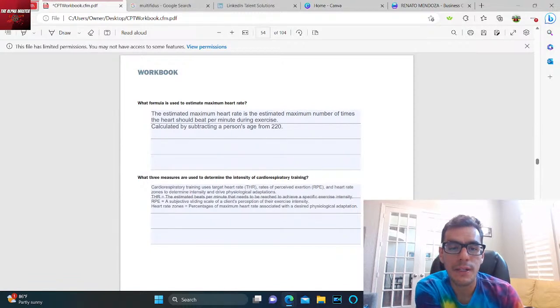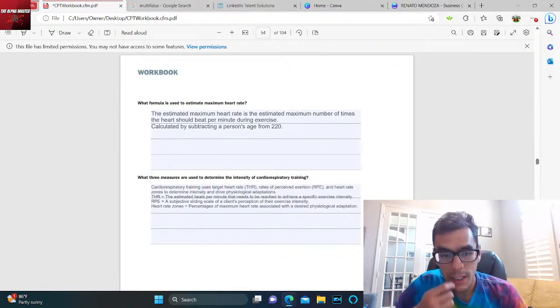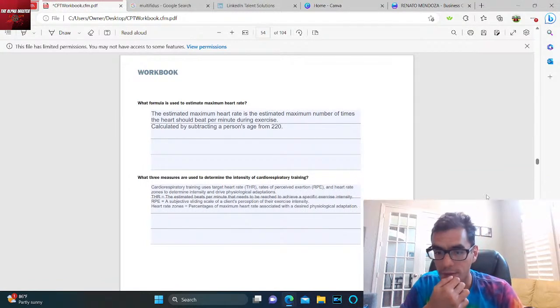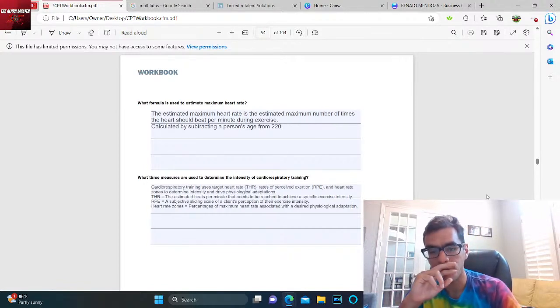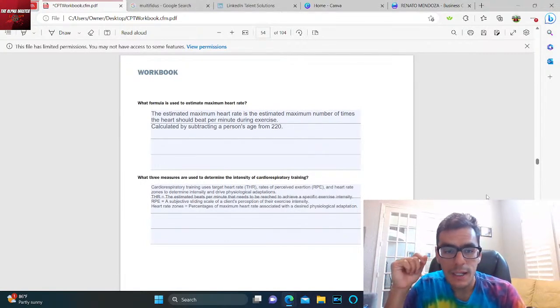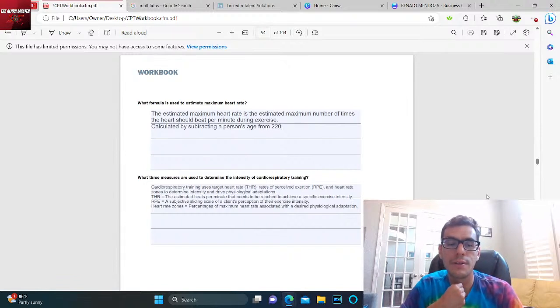The target heart rate is the estimated beats per minute that need to be reached to achieve a specific exercise intensity. The rate of perceived exertion is a subjective sliding scale of a client's perception of their exercise intensity. And the heart rate zones are the percentage of maximum heart rate associated with desired physiological adaptations.